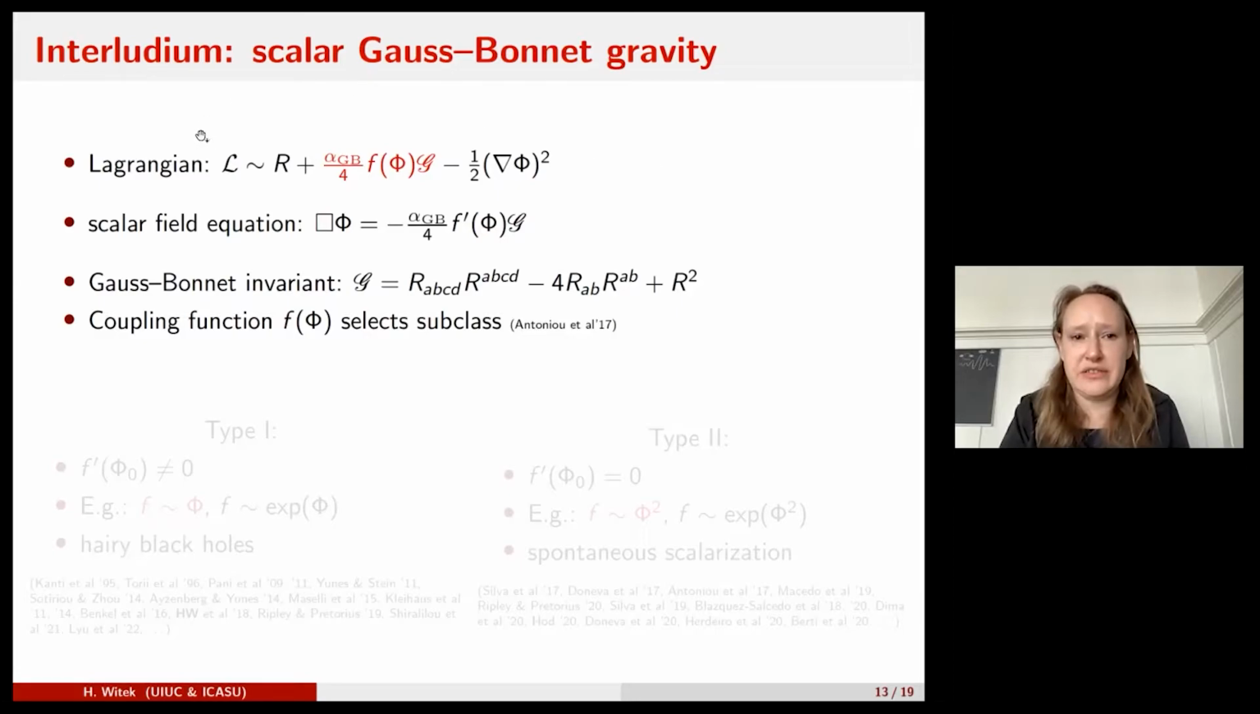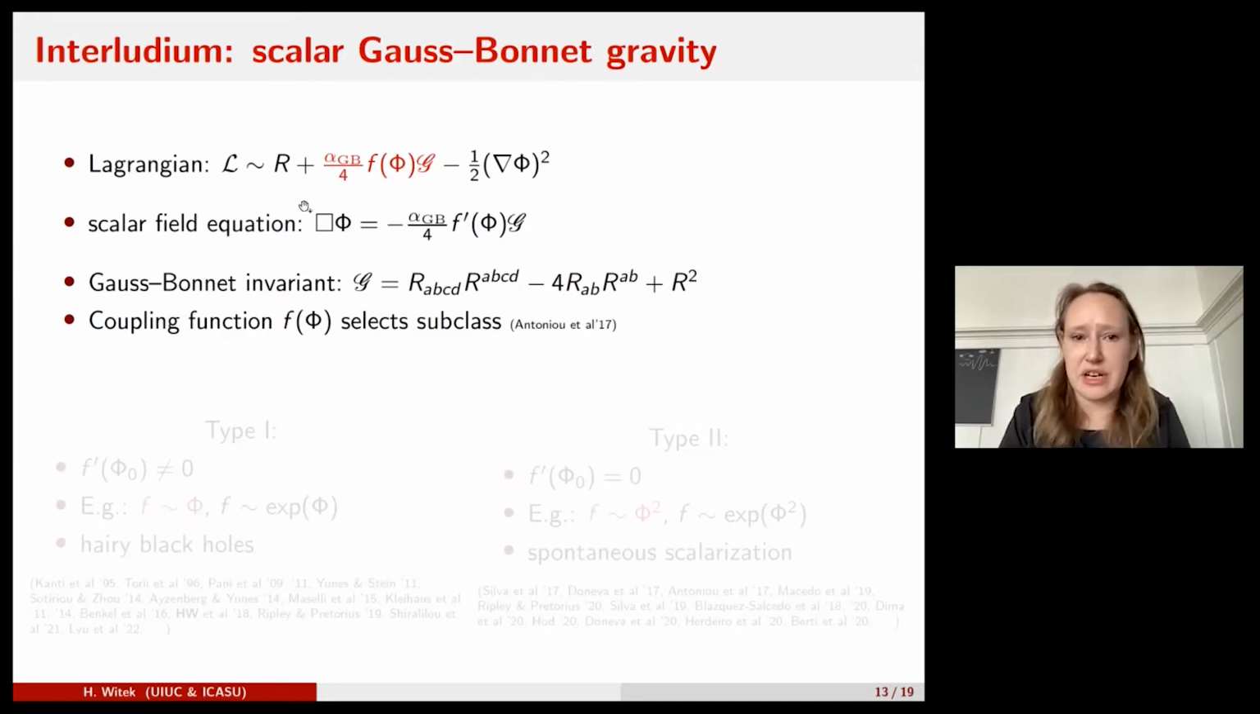And again, we have our Lagrangian here with the Einstein-Hilbert action. We have now a scalar field. This is the kinetic term of the scalar field. And we have a nonlinear coupling between the scalar field and the Gauss-Bonnet invariant. This curly G here is essentially Riemann squared minus 4 times Ricci tensor squared plus Ricci scalar squared. With this particular combination, your field equations will still be second order in derivatives.